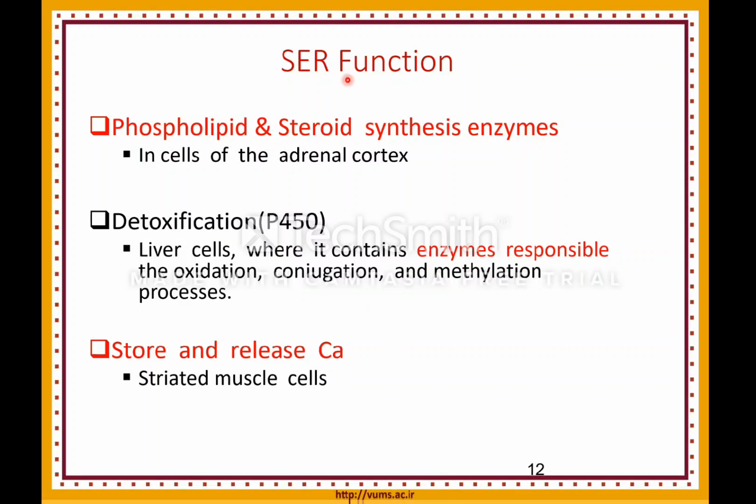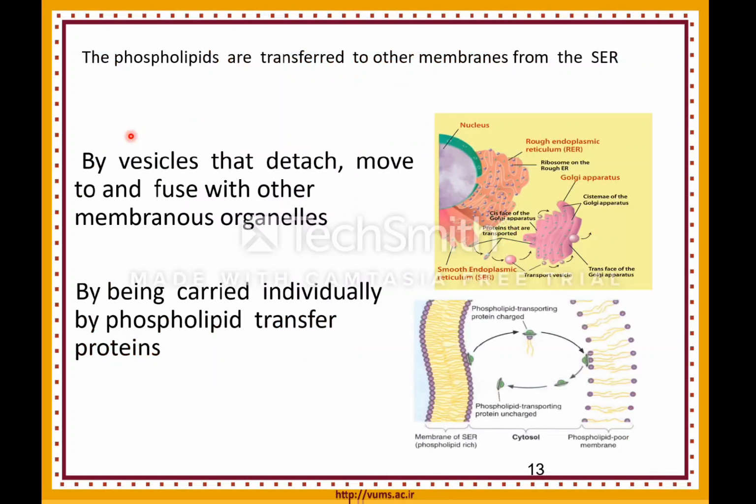But the main function of them is the production of the lipid and phospholipid of the cell membrane. These phospholipids synthesized in the SER are transferred to other membranous organelles, such as the cell membrane, RER, stem cells, mitochondria, and Golgi, all of which are membranous organelles.